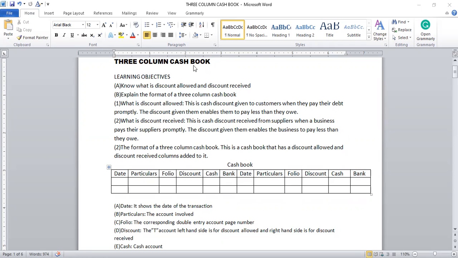I've already done a video on the two-column cash book, so you can click on the show more section below to go and watch that particular one. So this is the continuation. So let us begin. Three-column cash book.